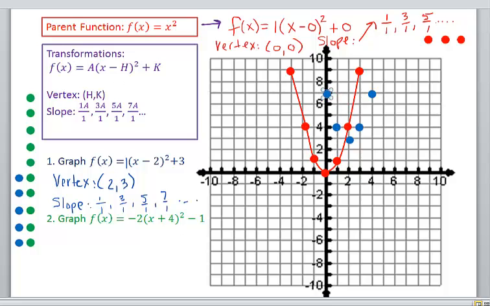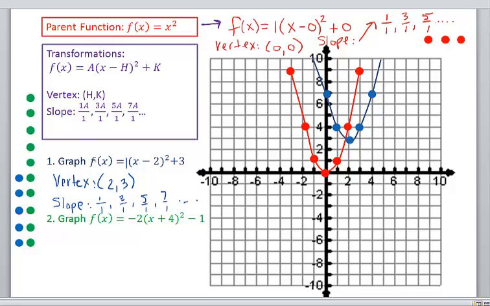Okay, and I'm going to connect each of these values with a nice curve. And if I take a look at that curve, I notice that I have the exact same curve. The only difference is that my graph is simply shifted to the right 2 and up 3 units. Nothing else has changed. So let's take our last example.